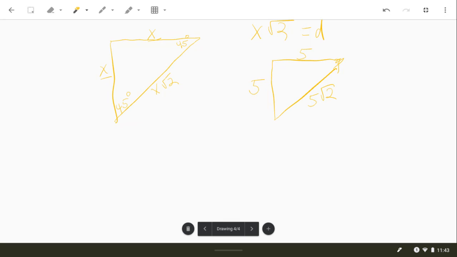So if you ever see the tiles that run along floors, if they are square units, if they're 1 unit, 1 foot that way and 1 foot this way, then the diagonal across them is going to be square root of 2.